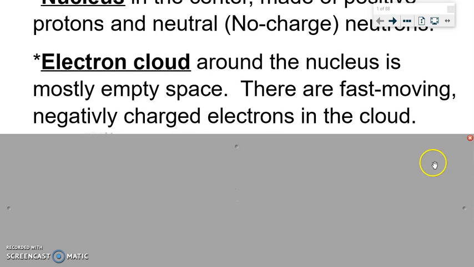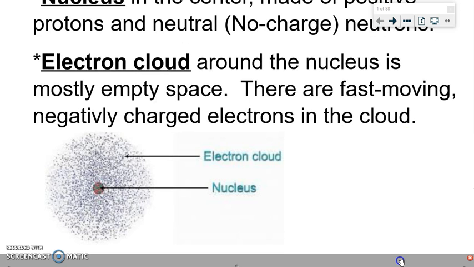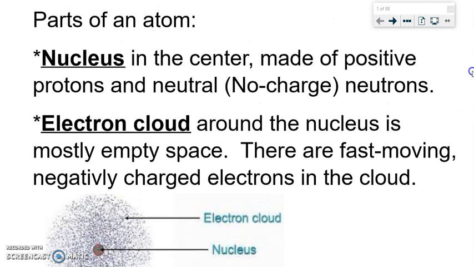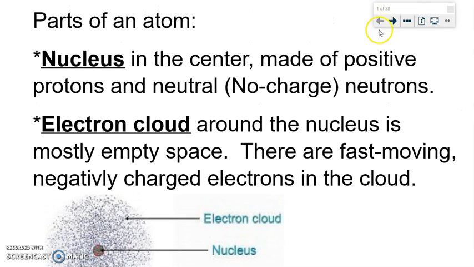Okay, so there's the nucleus and the electron cloud. That's the two main parts of the atom, and this is what it's going to look like. So the nucleus is very tiny and solid in the center, and the electrons zip around real randomly in this space out here. Okay, so nucleus and electron cloud are two words that you should know.